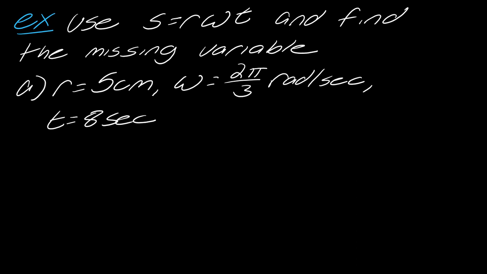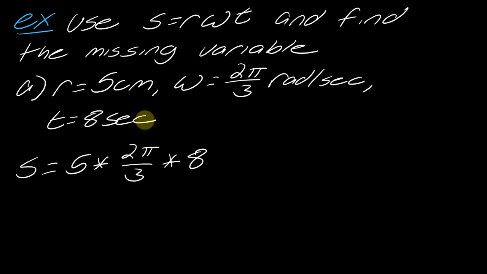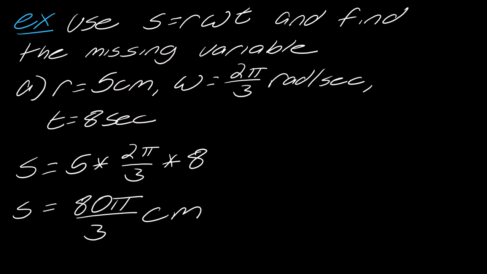So let's use that formula for a second just to play around with it, and again playing around with the units. I'm going to challenge you here to pause the video, give this a try, hit play when you're ready, and remember to think about what your units will be. Okay, so I multiply these together and I get 5 times 2 pi over 3 times 8. In this case, my seconds are going to drop out, so I'm just left with my centimeters. So when I multiply these all together, I get 80 pi over 3 centimeters.